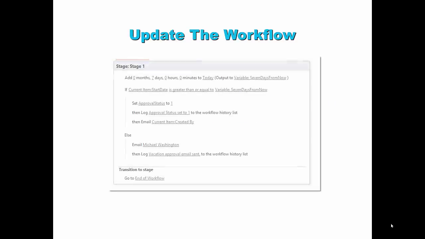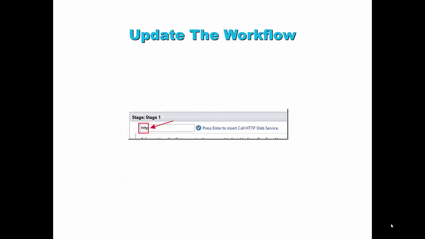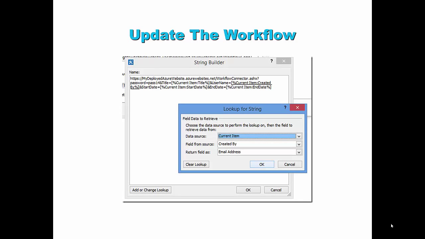Finally, we'll update the workflow. This is what the current workflow looks like. We will change the very first item to make an HTTP call. This will be calling back into the LightSwitch application, calling the workflow connector, passing the password and the other values such as the user and the date the user is requesting for their vacation request, so that it can check to see if the user has enough vacation days and respond back either that it's been approved and the days have been deducted, or it has not been approved.